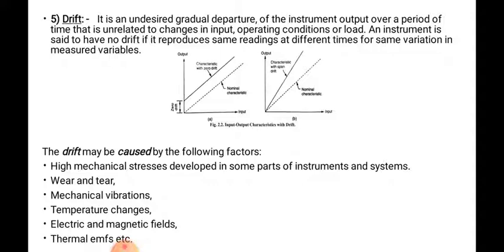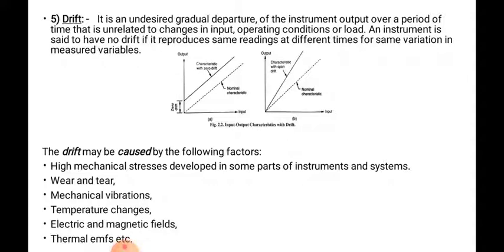One is a dotted line which is passing through the origin, and one is a straight line which is passing through the intercept at the y-axis. Okay, so what does it mean, that we will have to understand. It is an undesired gradual departure of the instrument output over a period of time that is unrelated to change in input, operating condition or load.